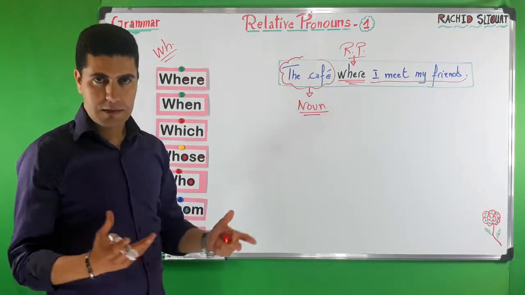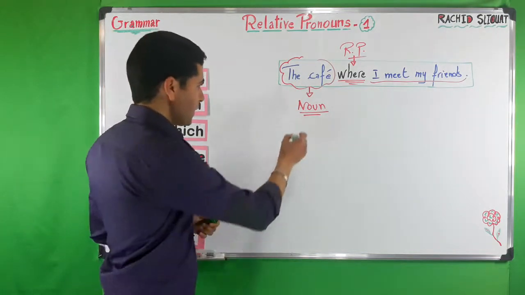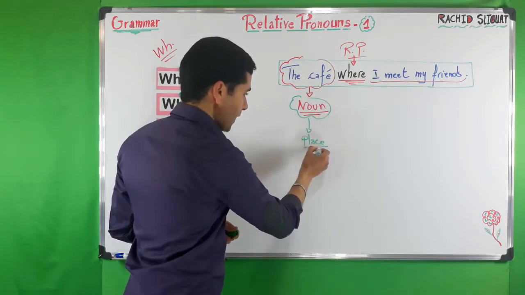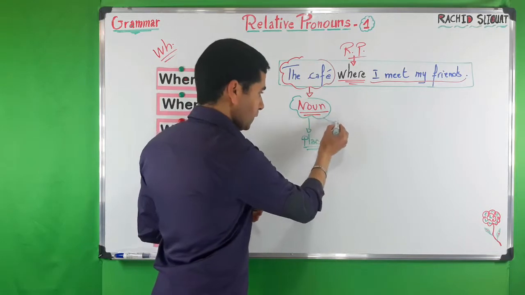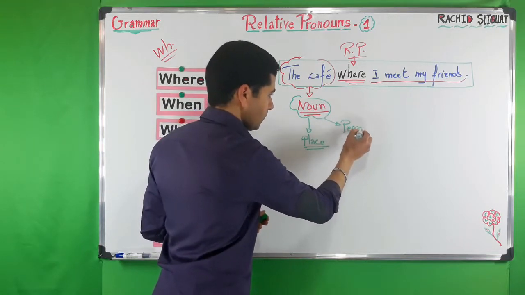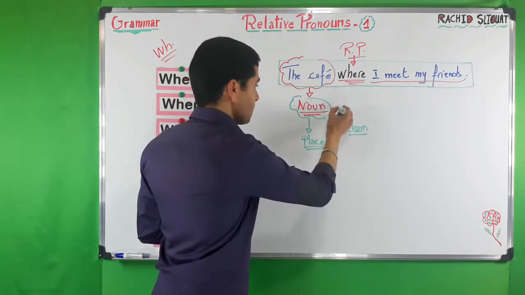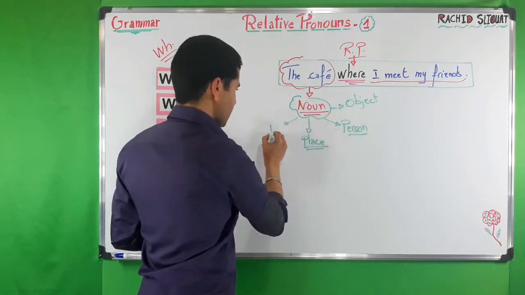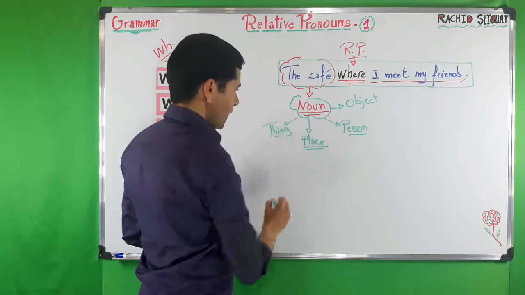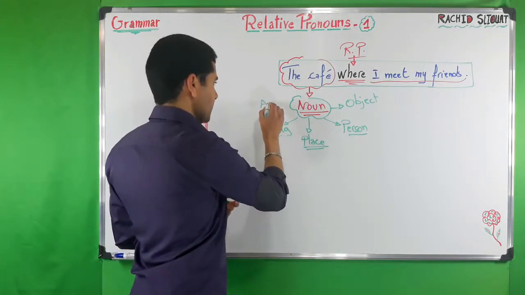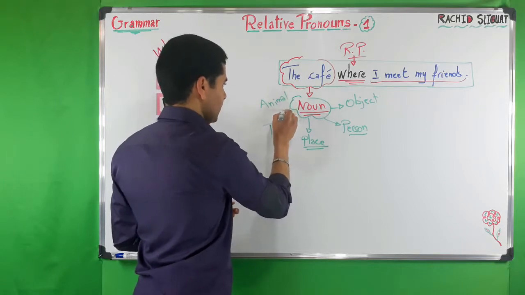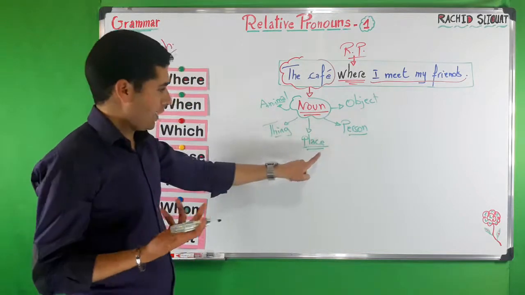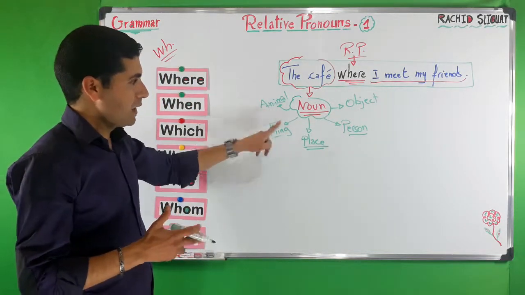All right. So the cafe is a noun, and nouns can be a place, a person, an object or thing, or an animal. So this is what a noun can be: object, person, place, thing, animal, etc.